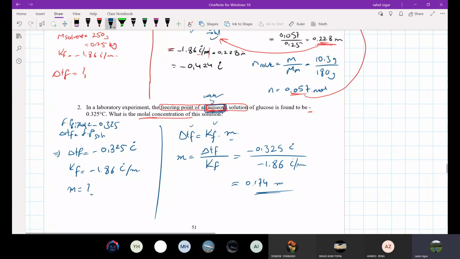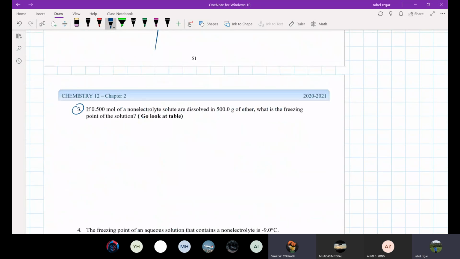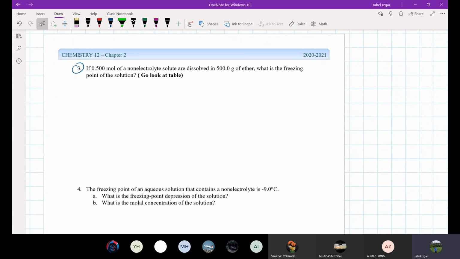Next question. Question 3, I will send you as an assignment. Please try to solve it by yourselves. I will remind you that it's an assignment. I will not even give you the answer key because I want to know what would be your answer keys. I want to see your answer keys.